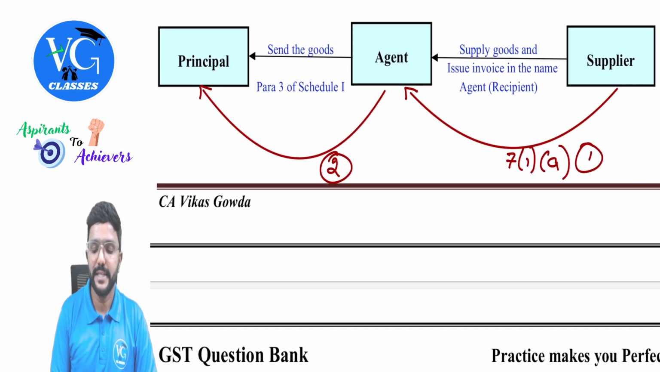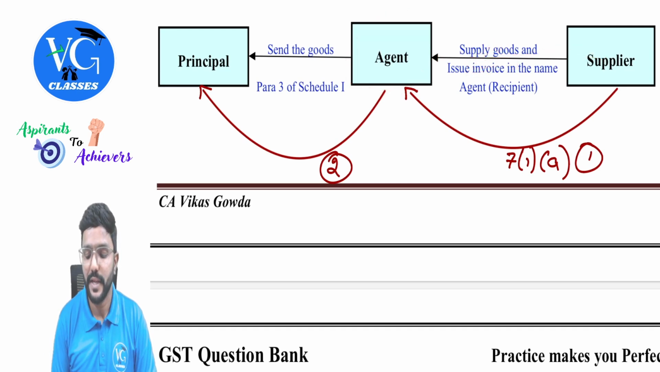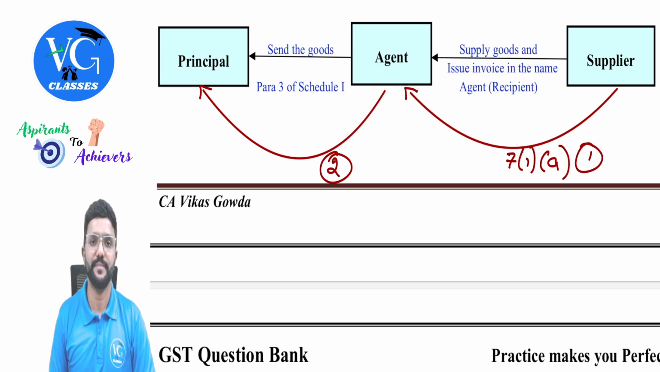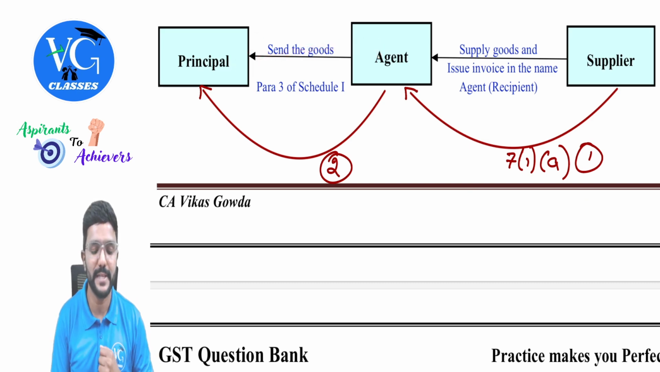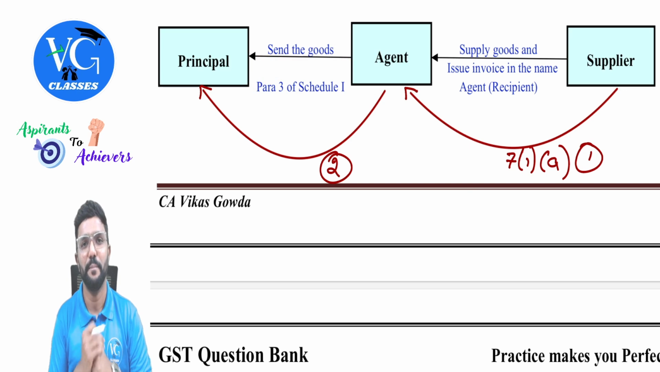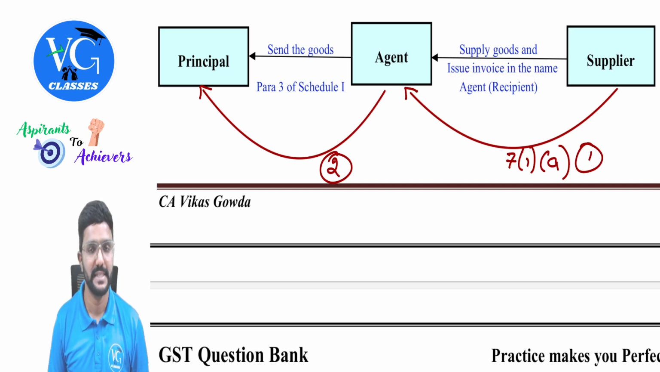Sir, what if the agent purchased the goods from the supplier, and when the supplier issued the invoice, the name of the agent is mentioned as the recipient? And then the agent is sending the goods to the principal. That means there will be two supplies, guys. One is between supplier and agent as per section 7.1a because consideration would be there. Then when the agent sends the goods to the principal, it will be a supply as per para 3 of Schedule 1, because the invoice is issued in the name of the agent, guys.